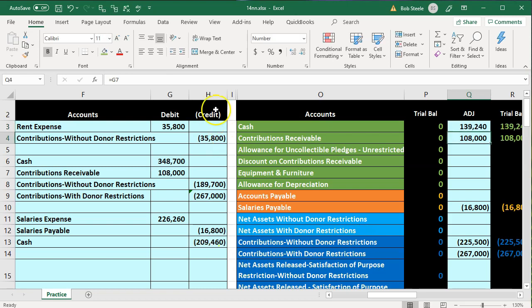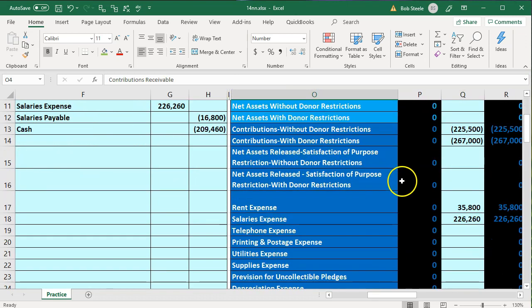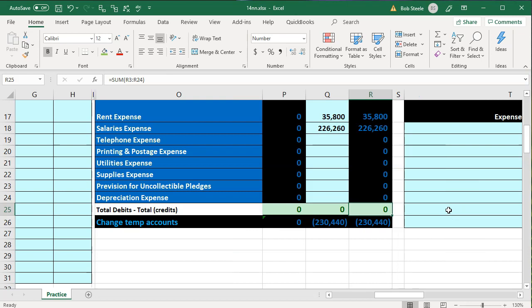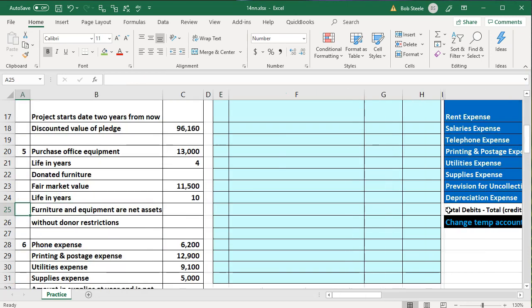Let's see if we're back in balance as we should be. I'm going to make this a little bit smaller here. If we scroll back down, we see that we have the green zeros. We're back in balance. That's good news. And we can then go back over.